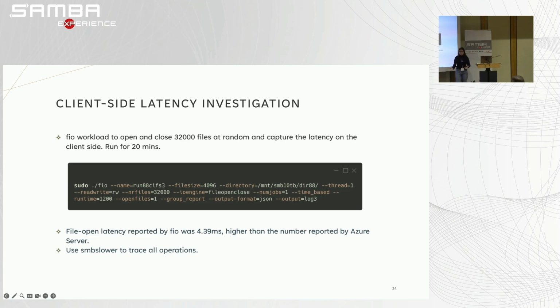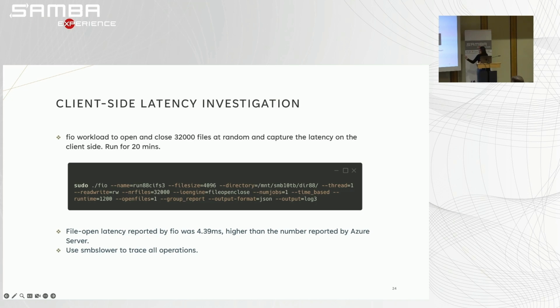So what we saw was FIO client reported file open latency to be 4.39 milliseconds, but the server reported a much lower number. So we wanted to pinpoint what is happening. Is it CIFS.q which is not able to keep up with these requests, or is there something else happening on the client end or the server end? So that is what we had to find. The network latency was all good, so that could be ruled out.